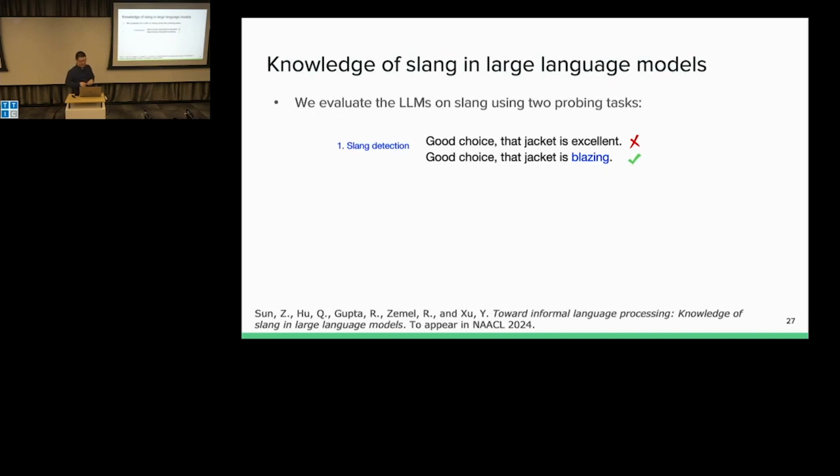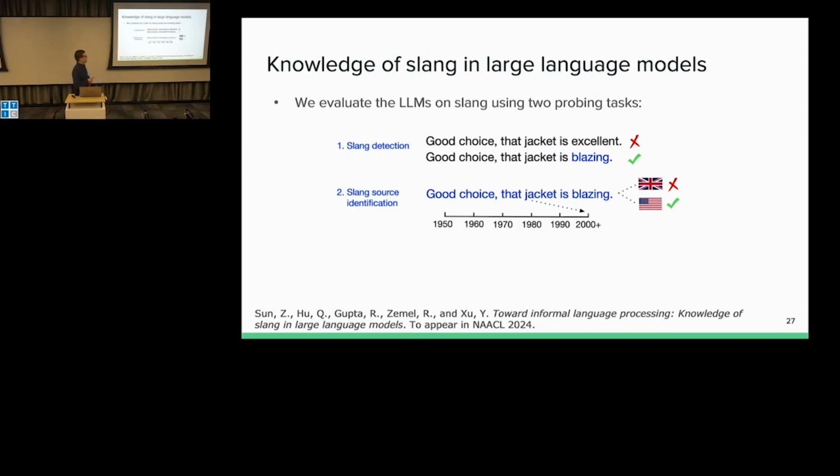To do this, we evaluate the large language models using two simple probing tasks. The first one is slang detection, where the model needs to tell you whether a slang term exists in a sentence, and we can do this at both the sentence level, where the model just needs to say yes or no, or at the word level, where the model has to tell you where exactly the slang term is. We also do a source identification task, where given a sentence containing a slang usage, we want the model to infer the demographic information of this usage.